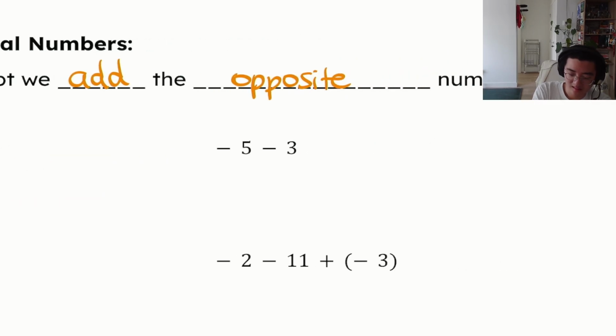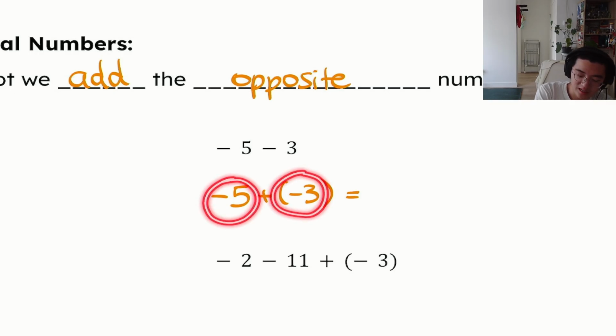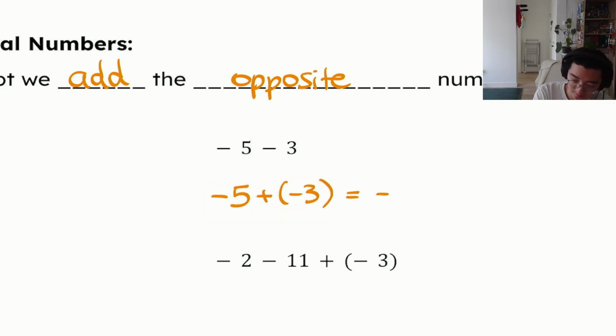Here, we add the opposite, just like that. So now we are adding two negatives. Because there are two negatives, the answer must be negative. And because they're both the same sign, both negative, we add them to get 8.